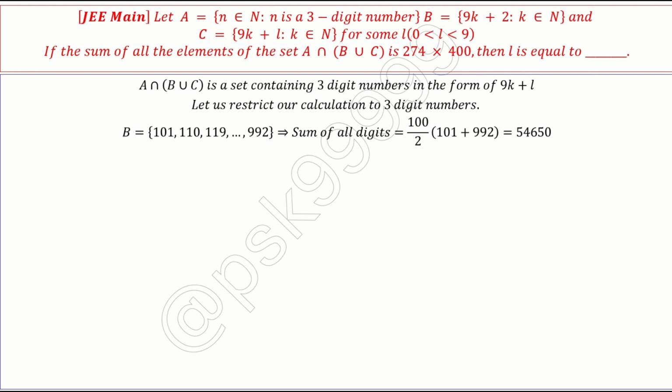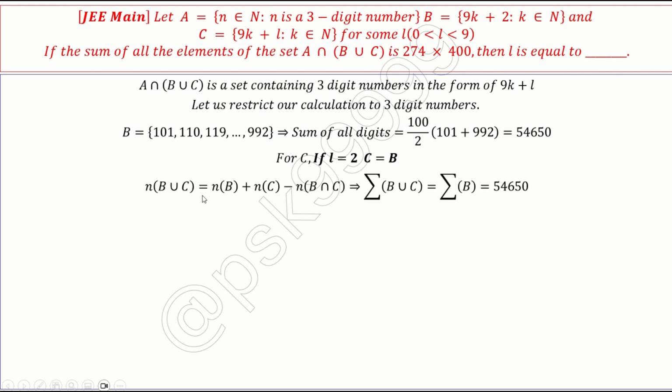So you will define your set C, and the sum of all elements of B union C will give you 274 into 400. Now let's take L equal to 2, then C is equal to B. Then B union C will become just B. So the number of elements in B union C will become the number of elements in B only. B or C, basically both are the same. So the sum of elements in B union C is the sum of elements in B, which is 54,650. So definitely it is not correct, because the given value is very big, which is 109,600. So L is not equal to 2.